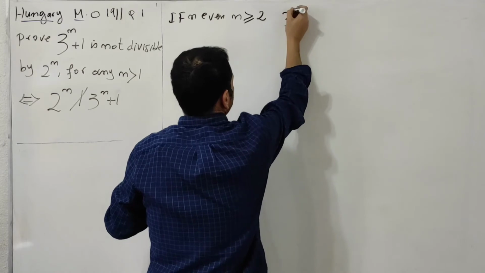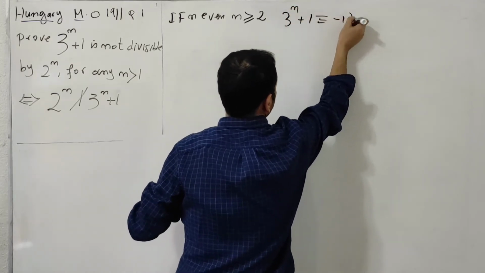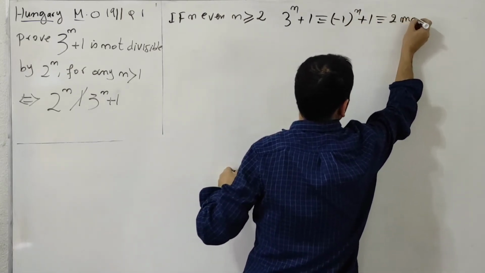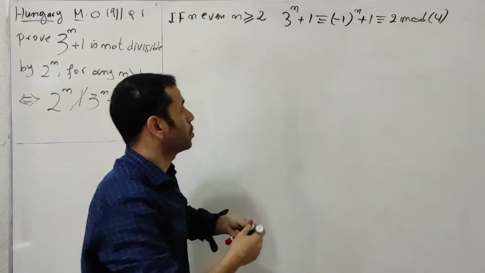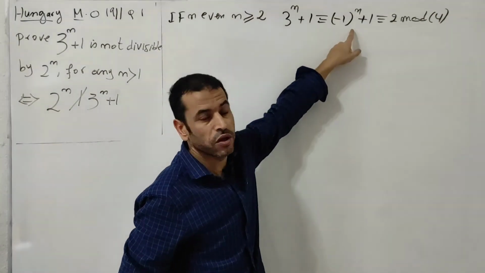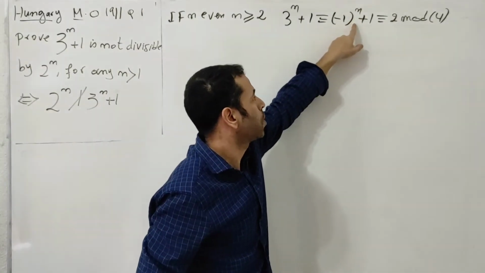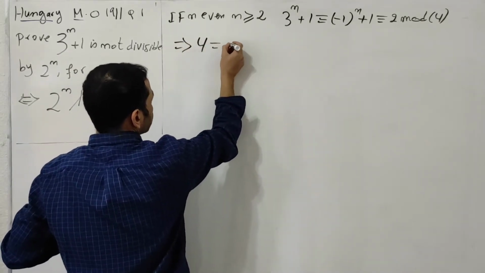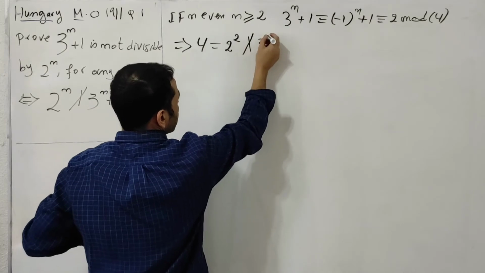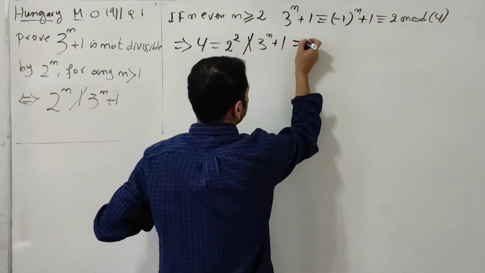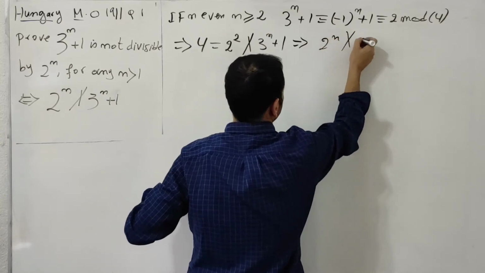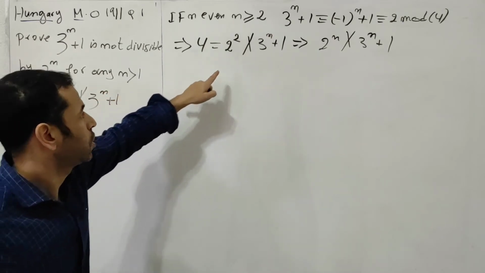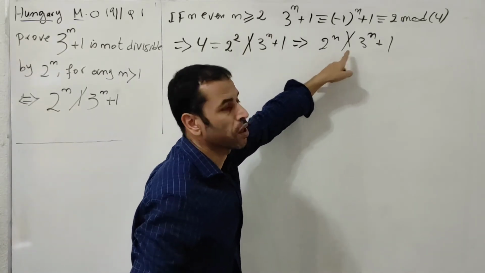This one, I have 3 to the n plus 1 is congruent to minus 1 to the n plus 1, which is congruent to 2 mod 4. Because if n is even, this minus 1 to the n becomes 1. 1 plus 1 is congruent to 2 mod 4. This is telling us 4, which is 2 to the 2, does not divide 3 to the n plus 1. Finally, 2 to the n does not divide 3 to the n plus 1, okay, because we said if any integer, even this one implies this one does not divide this one, okay.